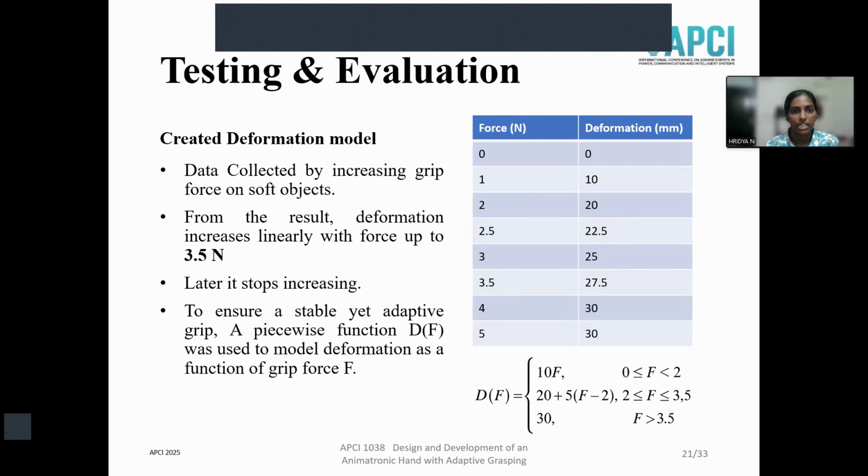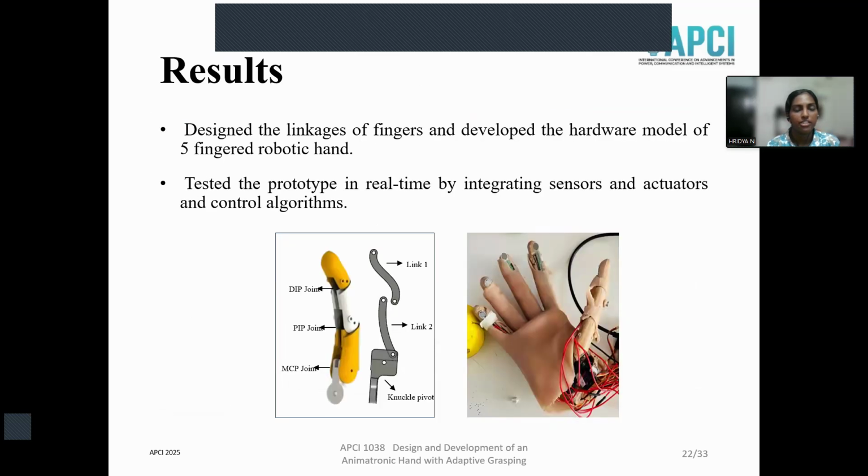After that, I have created a deformation model by collecting data while increasing the grip force on the sponge ball. From this result, deformation increases linearly up to a force of 3.5 Newton, and after that it saturates. So we get a deformation model.